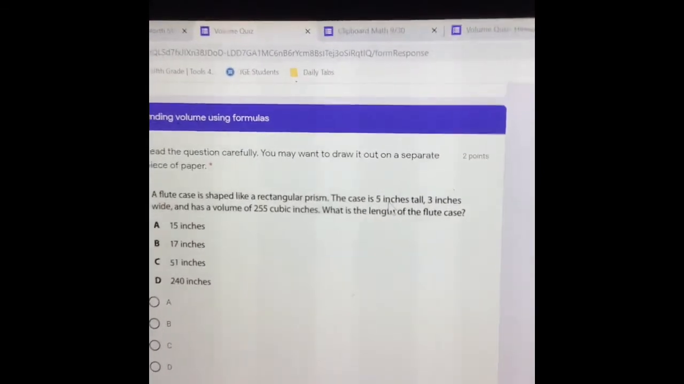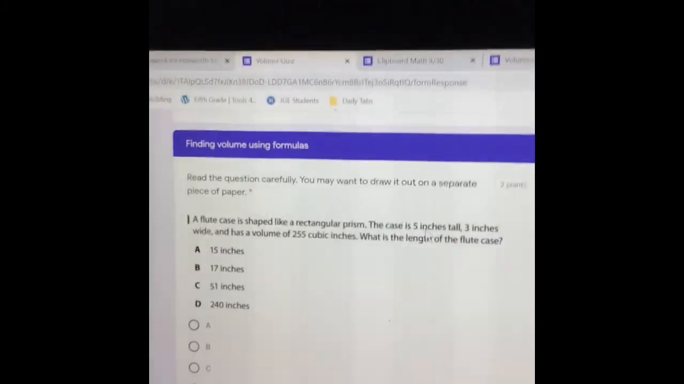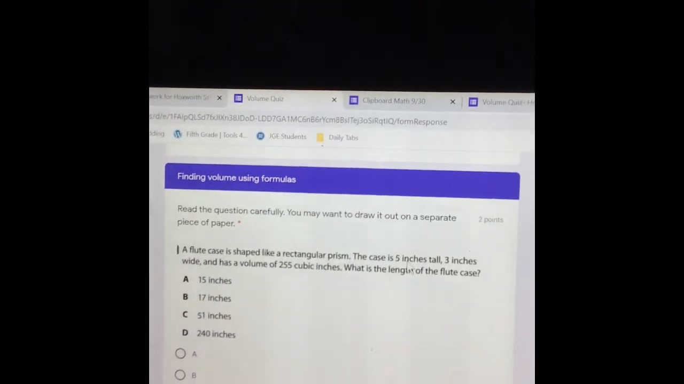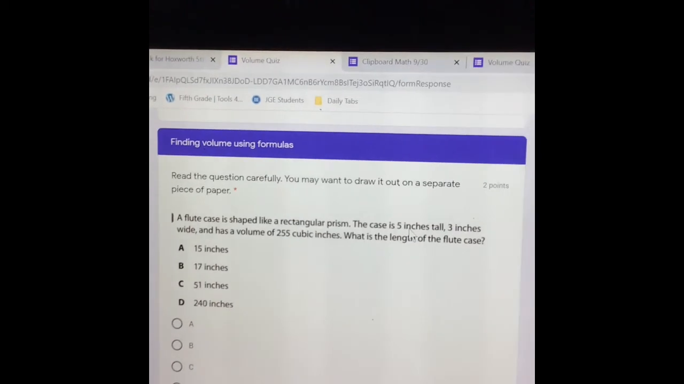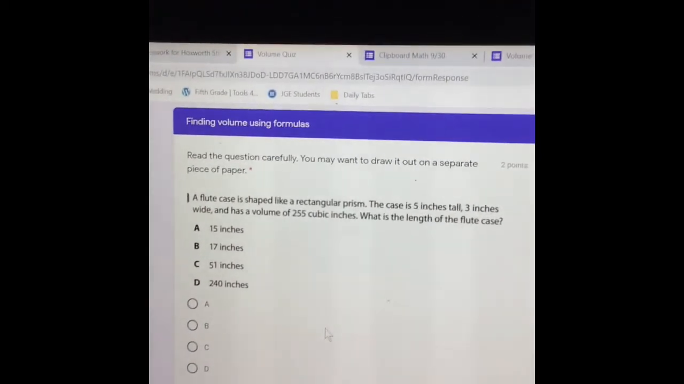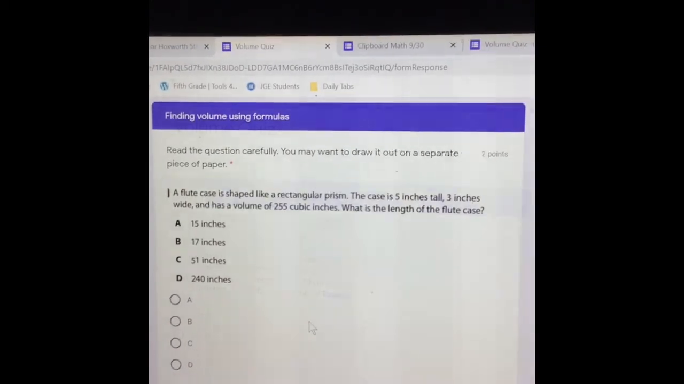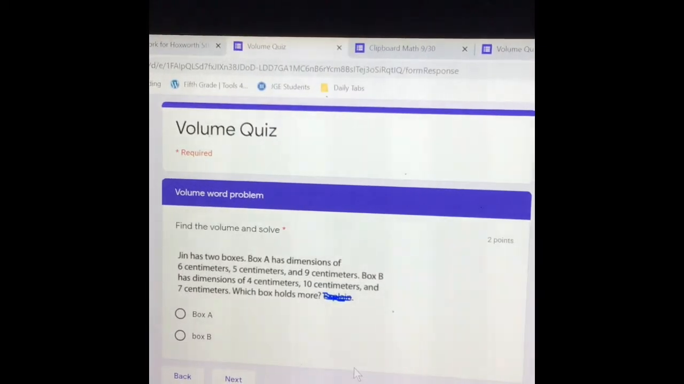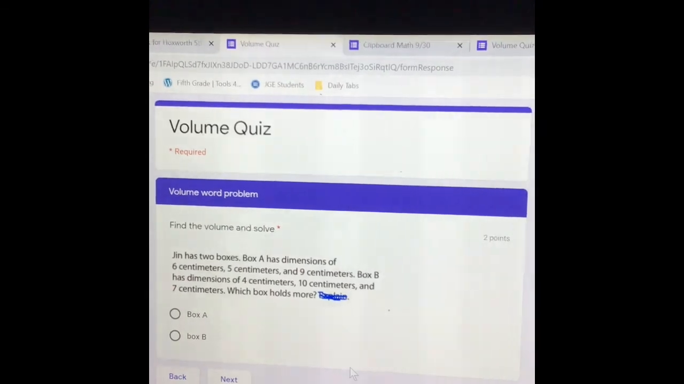So this means I kind of got to work backwards. I need to do the opposite. Let's see how many of you get this question correct the first time without having to go to the revisited form. The next question is a volume word problem.